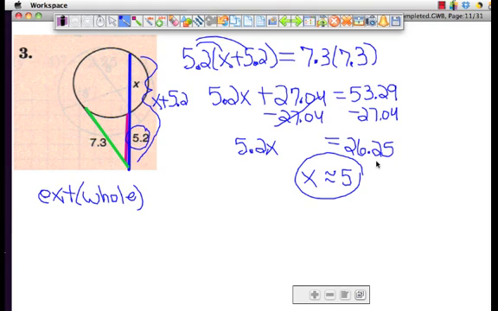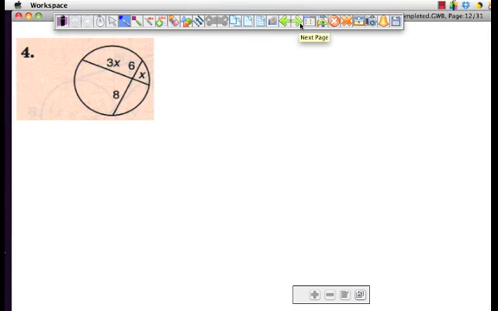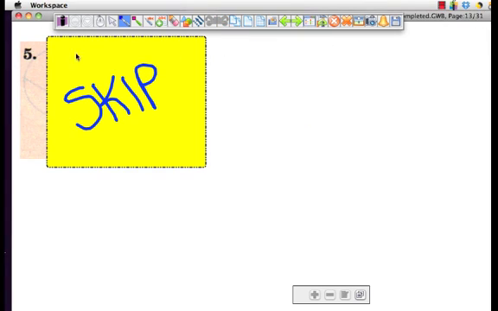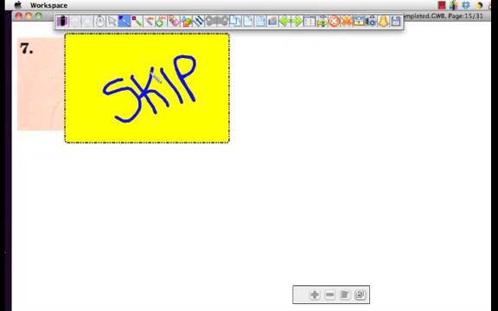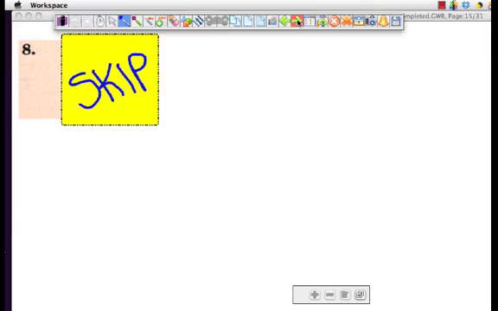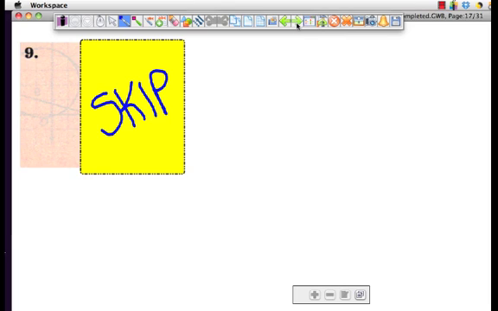All right, try as many of those on the bottom as you can, although I'm going to tell you to skip a few because we just don't have time to get into factoring. Try number 4, skip number 5. Try number 6 on your own. Number 7, skip. Number 8, skip it. And number 9, skip it.